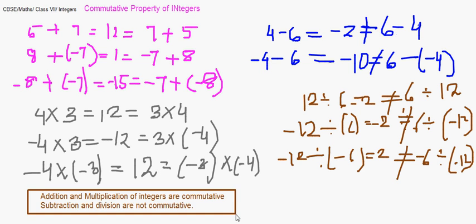First we had learned in the previous page about the closure property. Here we have learned about the commutative property of integers, right? And the next one will be the identity property, and there will be the associative property, which we'll be taking up in the next video.